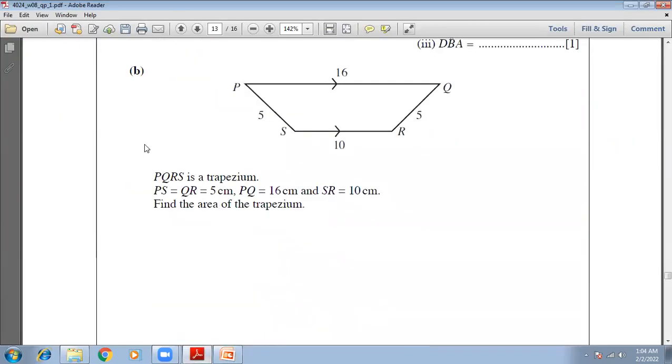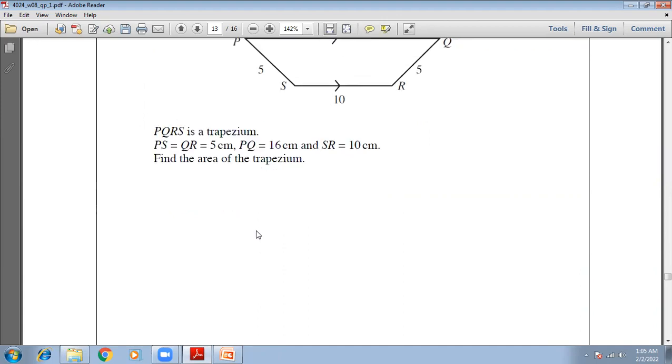Okay, so now we have this. It says that the PQRS is a trapezium where PS is equal to QR equal to 5 centimeter, and the PQ is equal to 16, and the SR is equal to 10. Find the area of the trapezium. So I will draw a line here, which will be perpendicular. So this PQ, I will draw a line here, and then easily I can find the area of this trapezium. Let me show you. It's a 2 marks question.